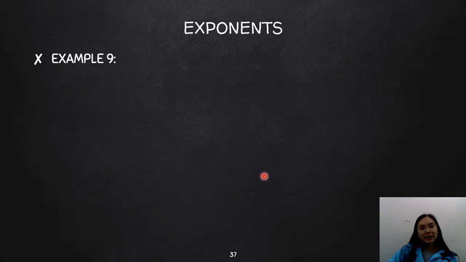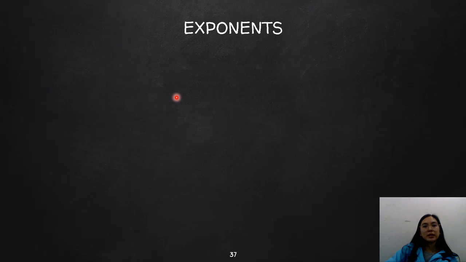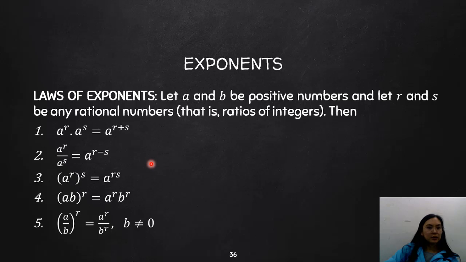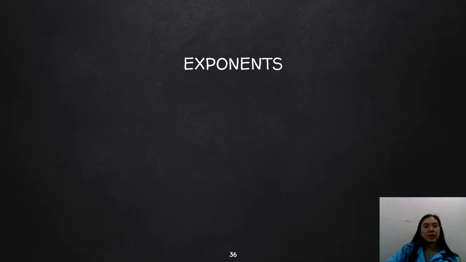So let's have example number 9. We try to simplify x raised to negative 2 minus y raised to negative 2, all over x raised to negative 1 plus y raised to negative 1. To simplify that, we need one of the rules from earlier, the very first one. Let's go back. If you have a raised to negative n, that's simply equal to 1 all over a raised to n. That is the rule we used in example number 9.